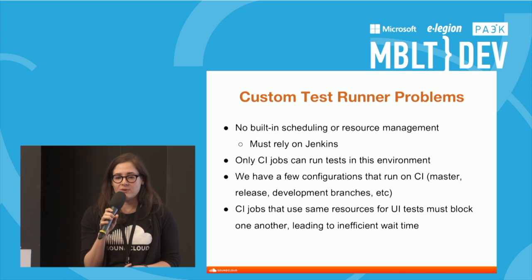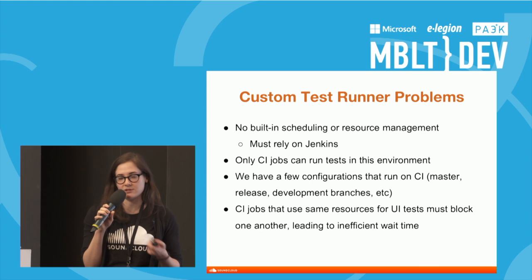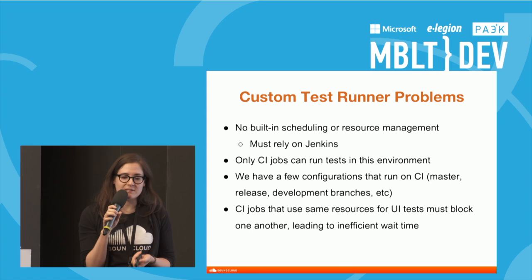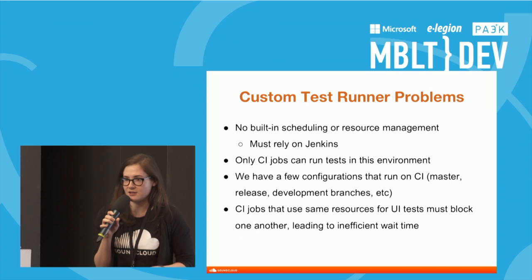In addition to that, we have a few different configurations that run on master for both iOS and Android. So we have a job that runs for the master branch as well as the release branch, and these can't run at the same time. So basically, we have to block the jobs when they run, which leads to a lot of unnecessary waiting time.